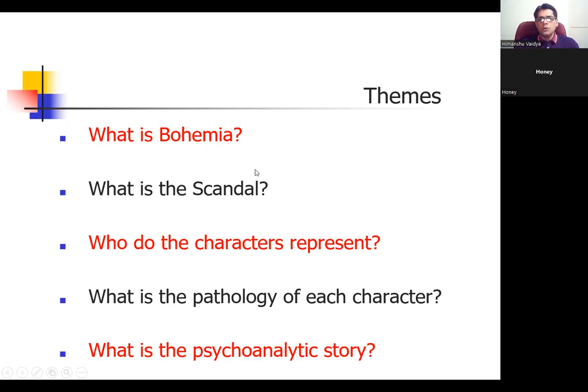So the manifest meaning of the word Bohemia given in the story is that it is a province in Germany. The manifest meaning of the word scandal is the scandal between the king and Irene Adler that is referred to in the story. We want to find out what is the psychoanalytic meaning of this scandal.